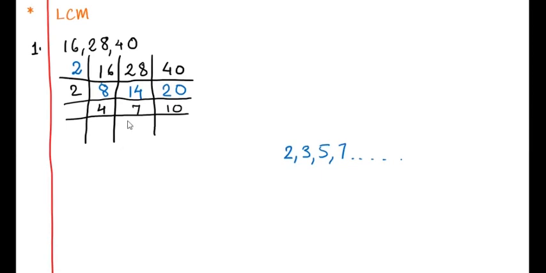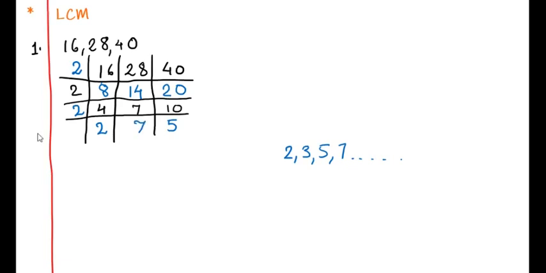So we can see that 4 and 10 are divisible by 2. So what we will do? We will write here 2. And 2 2s are 4 and 2 5s are 10. But 7 is not divisible by 2. So what we are going to do, students? We are going to write this 7 as it is. So I am writing this 7 here as it is.